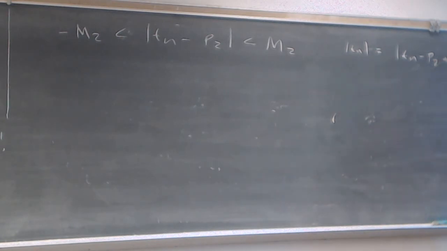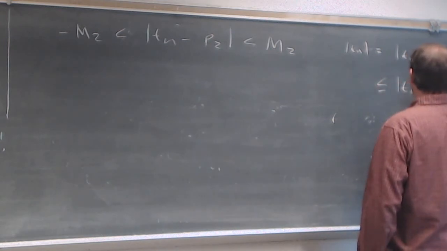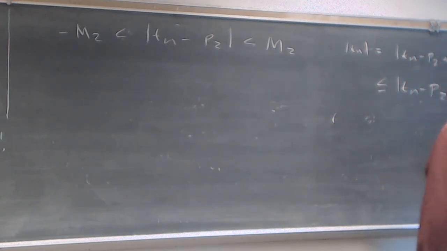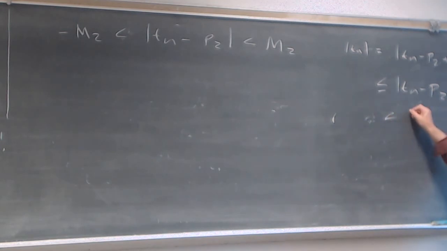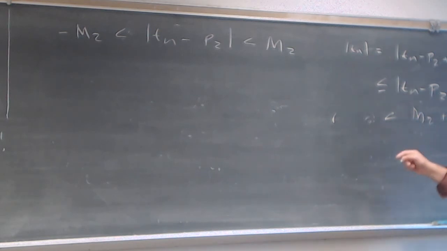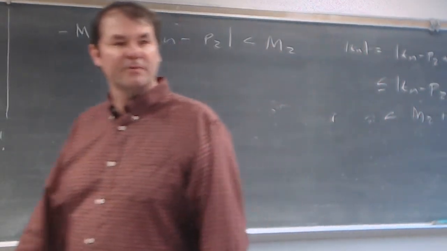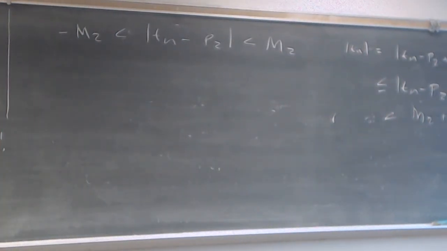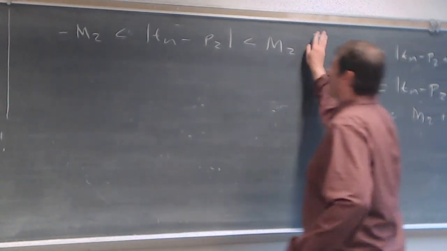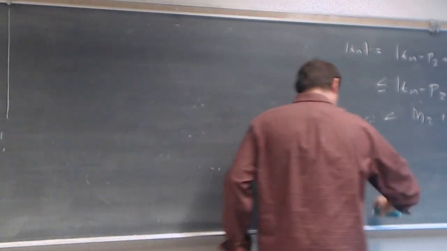Write something down, John. This is correct. We're okay with that? All I'm doing is adding 0. That's right. This is less than or equal to the absolute value of T sub n minus P sub 2 plus the absolute value of P sub 2. What's this distance less than? M2. M2 plus the absolute value of P sub 2. I got a bound for T sub n. Is that okay with everybody? So this is correct.